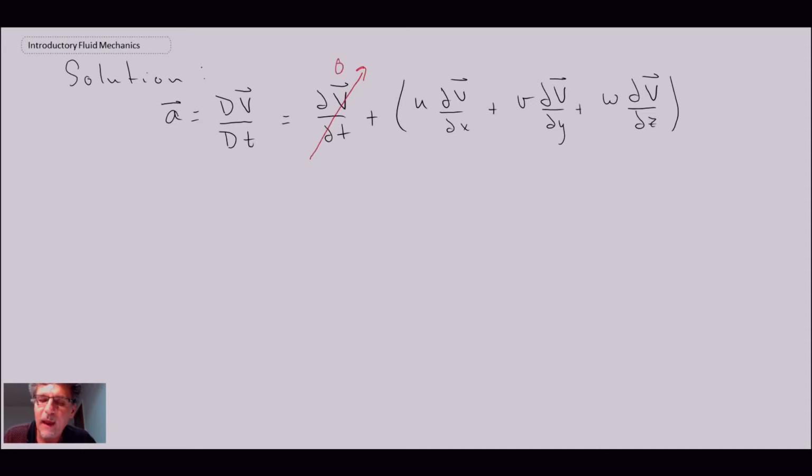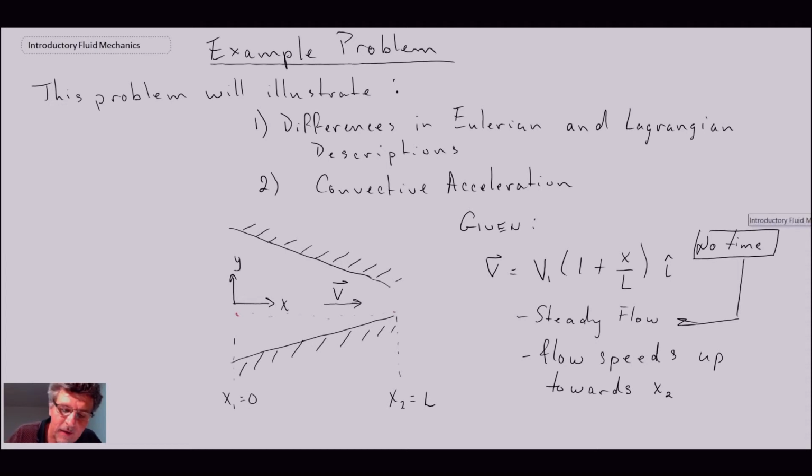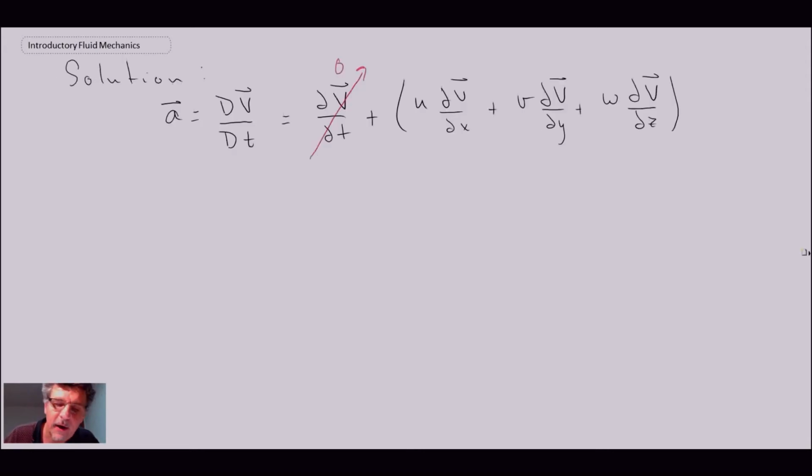That is a 0. The other thing we can say, looking back at our schematic, is that the velocity is only in the x direction. There is no velocity in the y or z direction. Consequently, v is equal to 0 and w is equal to 0, and those terms disappear. What we're left with for the acceleration is the following expression.